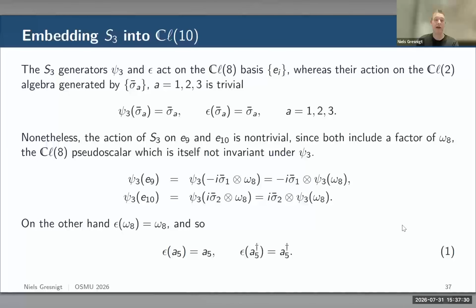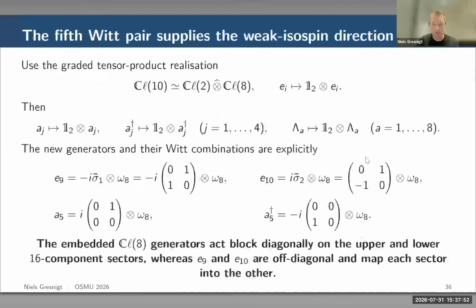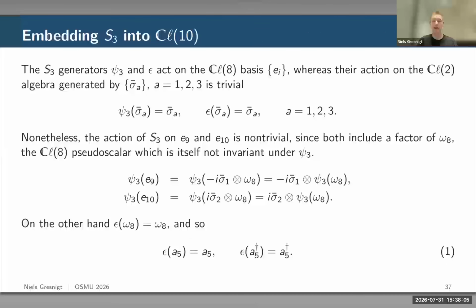And we can then also embed the S3 generators into CL10 because their action on the Pauli matrices is trivial. So it doesn't affect the CL2 factor in CL10. However, the action on E9 and E10 is non-trivial because the definition of E9 and E10 includes this factor of omega 8, which you will recall is the CL8 pseudoscalar. And that pseudoscalar is not fixed by S3. So that means that E9 and E10 themselves are not invariant under psi3.